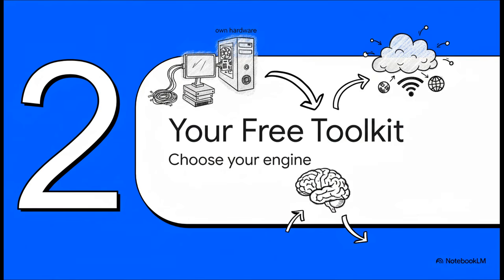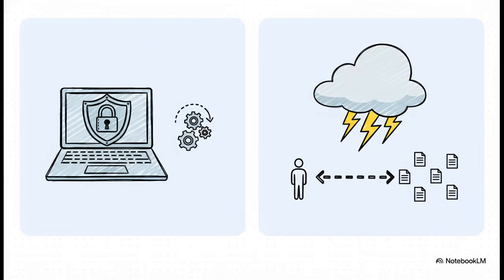Okay, so you need a brain for your agent, and you basically have two main paths to get one for free. This is your first major choice. Are you going to run it on your own hardware, or are you going to use a free service up in the cloud? And this brings up a fundamental trade-off. Running a model locally with a tool like Ollama gives you total, absolute privacy. Your data never, ever leaves your machine. But the catch? Your performance is limited by your computer's hardware.